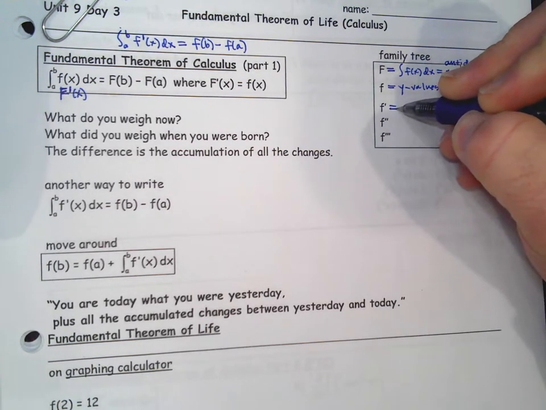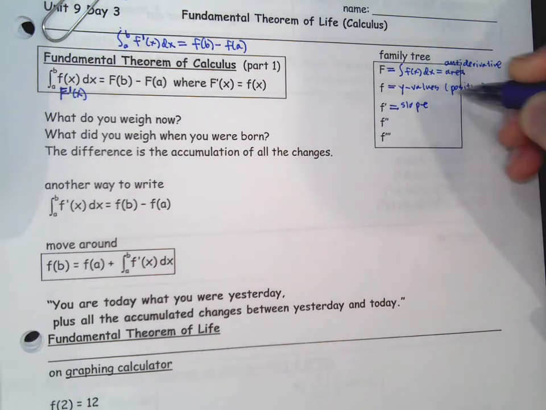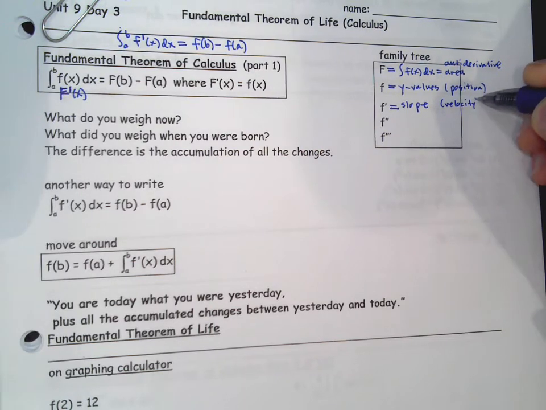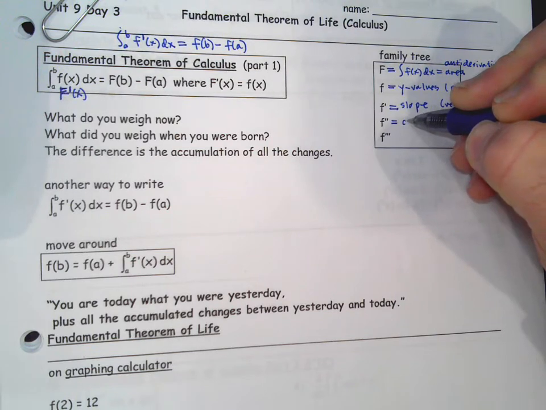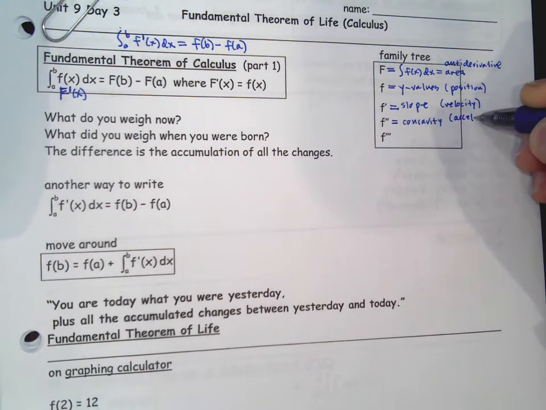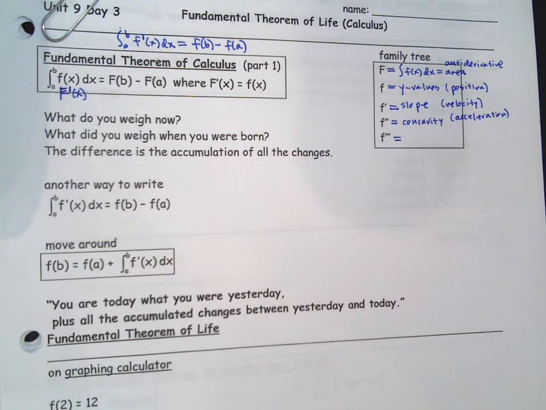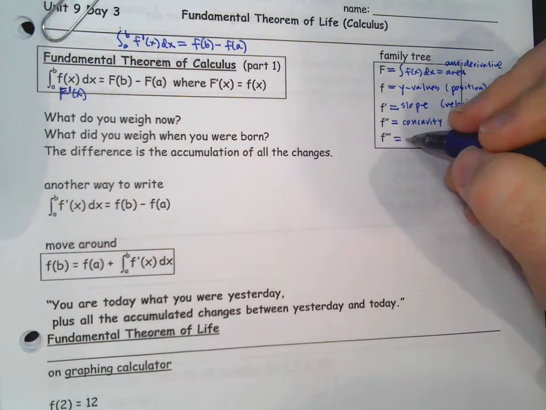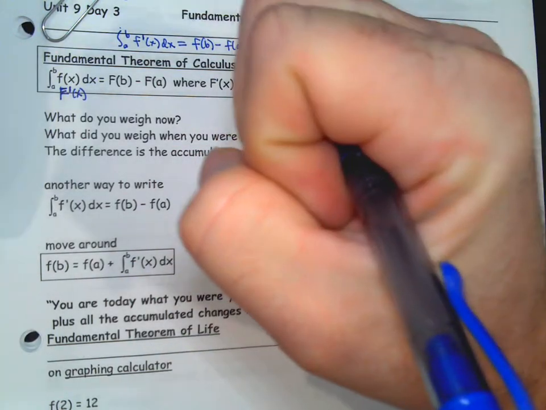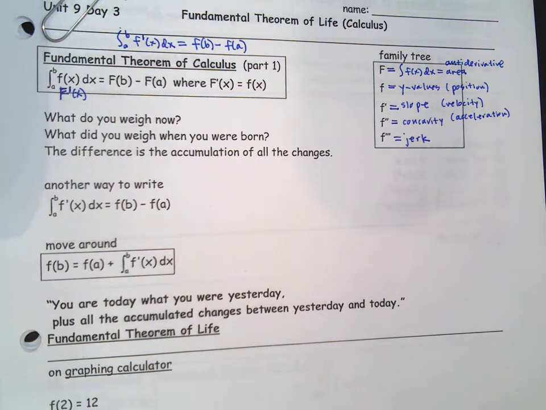F prime is the slope of the f function, which in terms of motion is velocity. And f double prime is the concavity of f. In terms of motion, that's the acceleration. And just for fun, the third derivative actually has a special name, more specifically related to motion. The third derivative is called the jerk. You can imagine jerking something, you get that extra change in acceleration. It's the derivative of acceleration.